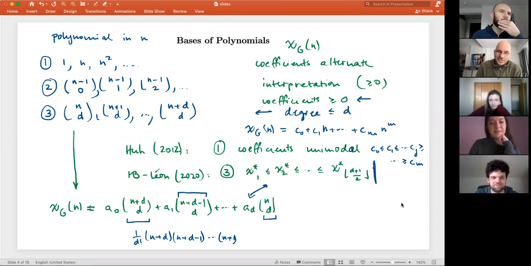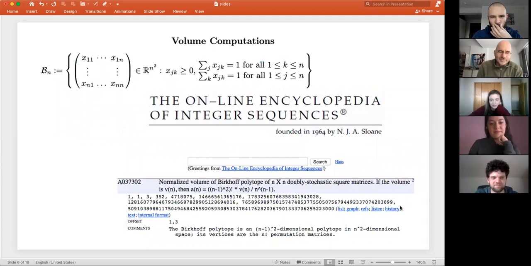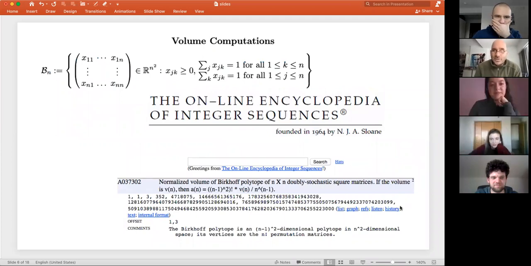Okay, so I want to switch gears and tell you one of my other favorite problems. This is a polytope question. So you take the set of all doubly stochastic matrices.